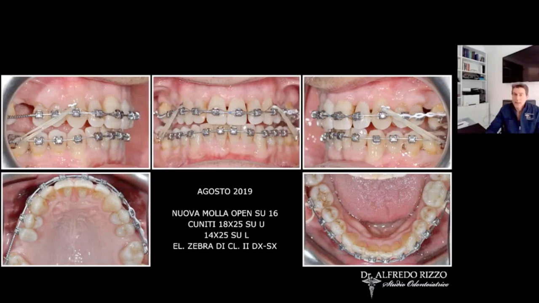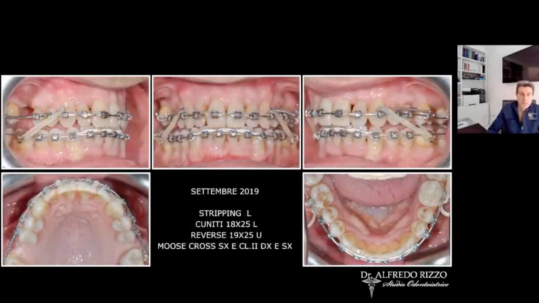After some time, I have added a chain on the left in order to close the gap. Also, I'm mesializing the molars, whereas on the right, I'm creating and supporting space for implantation. In September 2019, I continued the treatment. I have performed stripping in the lower.